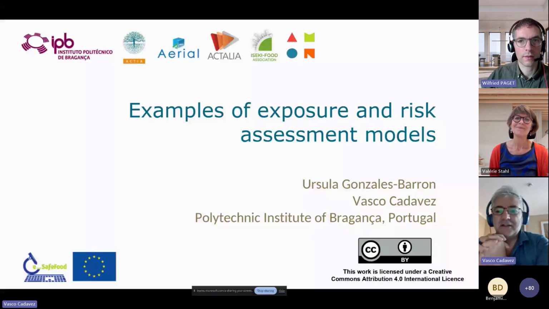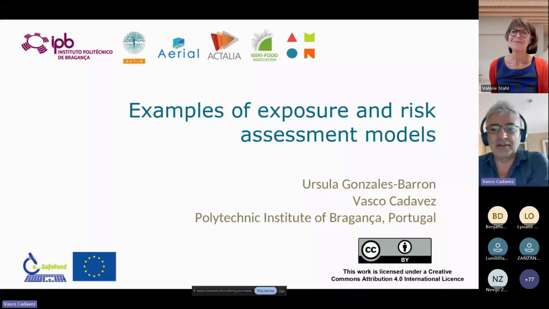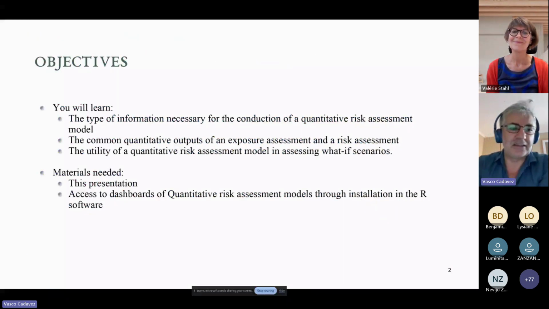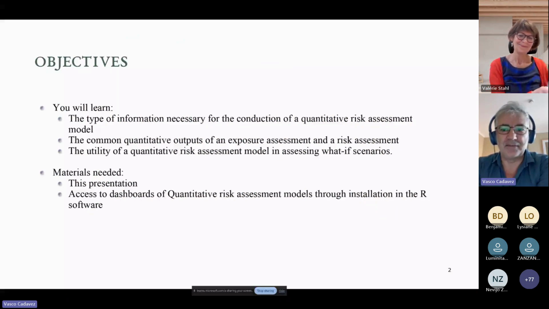Okay, good morning. Yes. So I will present some examples of exposure and risk assessment models that we developed under a project with the WHO. So the objectives of this lesson are the following.